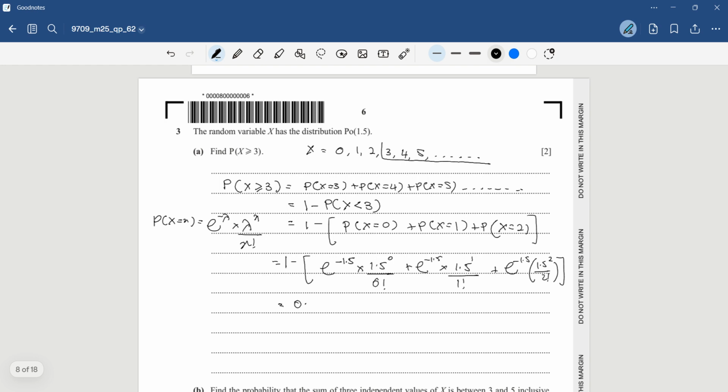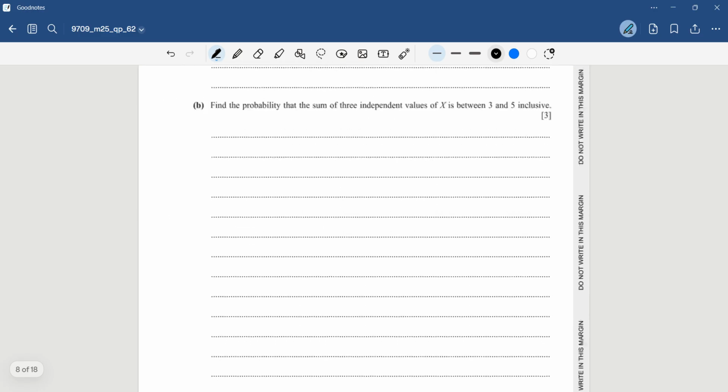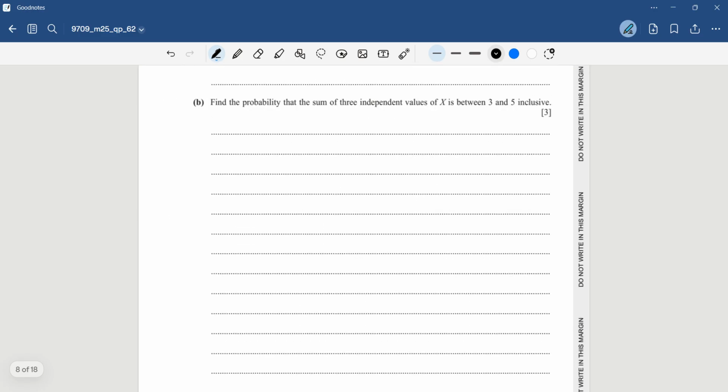So you'll get 0.191. Okay, for part B, find the probability that the sum of the three independent values of x is between 3 and 5 inclusive.